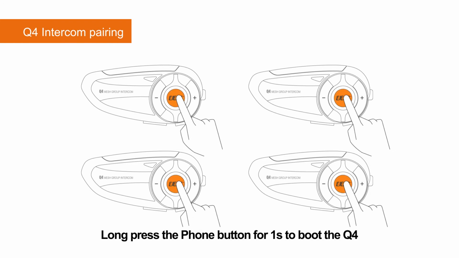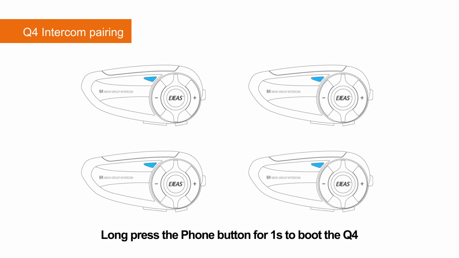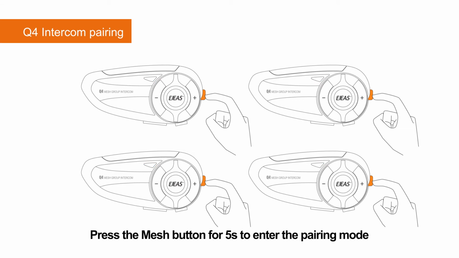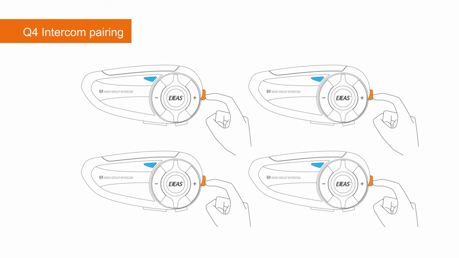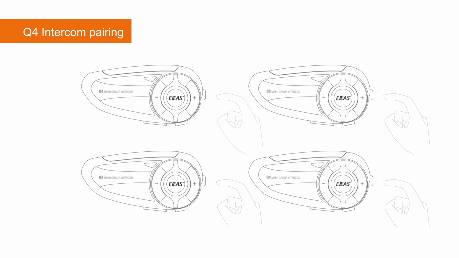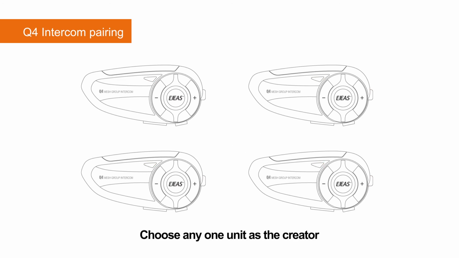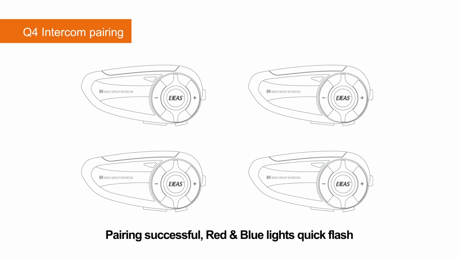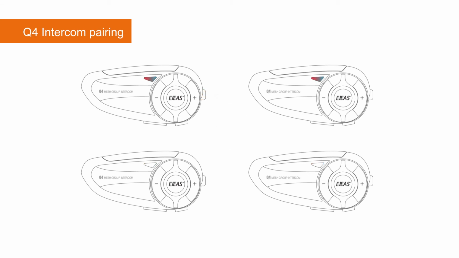Long press the phone button for 1 second to boot the Q4. Press the mesh button for 5 seconds to enter the pairing mode. Choose any one unit as the creator. Click the mesh button to create the mesh group network. Pairing successful. Red and blue lights quick flash. Click the creator's mesh button to start communication.